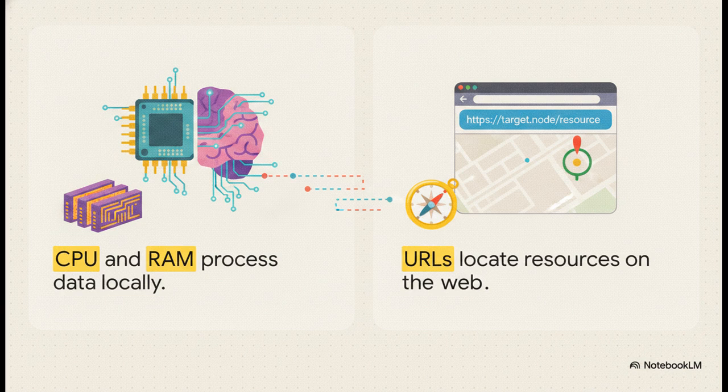But all that localized power is kind of useless if it can't fetch external resources. And that is exactly where navigational tools like the URL, the Uniform Resource Locator, step in. It's a really cool dynamic. We use our physical, localized hardware to actively hunt down and navigate to digital resources that are scattered all over the global network.